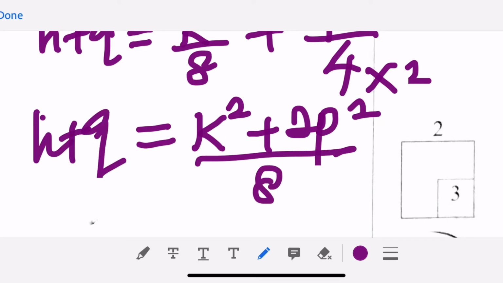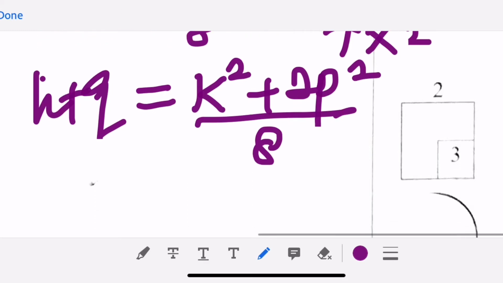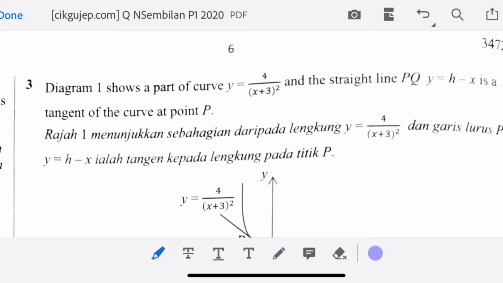Okay, this is what the question is asking. So it seems a bit complicated, and your algebra must be good. So you must keep on practicing so that you are good. I'm sure if you practice every day, you will be a master of algebra one day. Okay, we have solved this question. Now let's have a look at the next question.